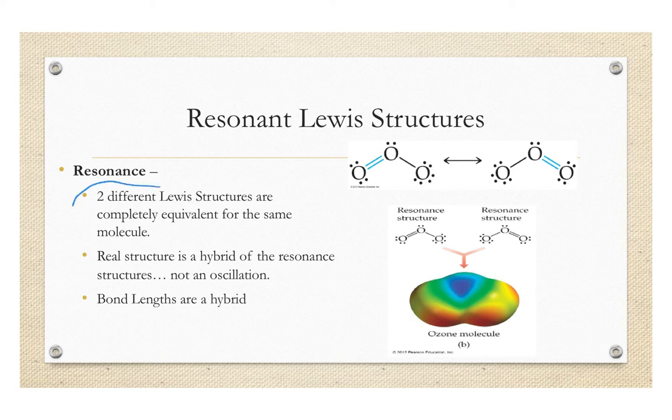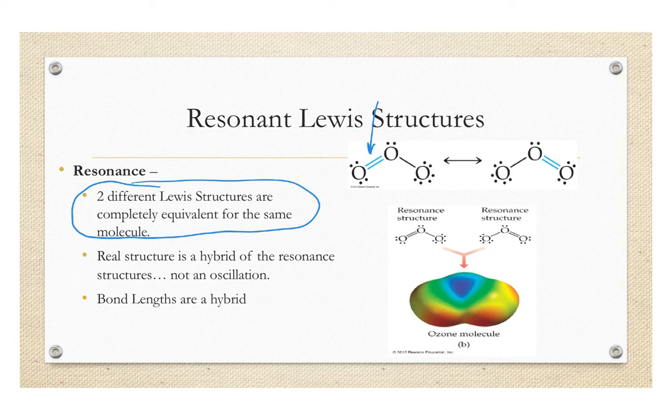In resonance, you have two different Lewis structures that are completely equivalent for the same molecule. Same in formal charge, same in electronegativity, all of those things. They're exactly the same. So in this case, it would be putting the double bond on one side or putting it on the other side. Those structures are the exact same. That's called a resonant structure because they are both equal.